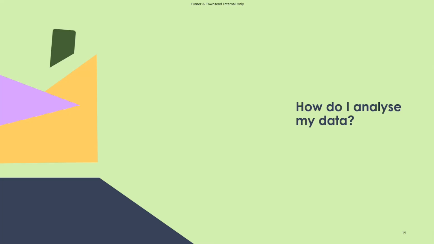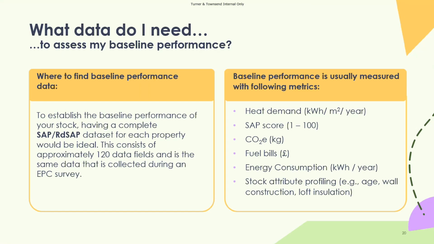And then analyzing your data. What we recommend is you first calculate your baseline, and the baseline means the starting point of the property and can be used to compare back to as your project progresses. So baseline performance can be calculated for each property or as an average across the whole stock. And some of the common metrics that we calculate for the baseline are listed there on the right.